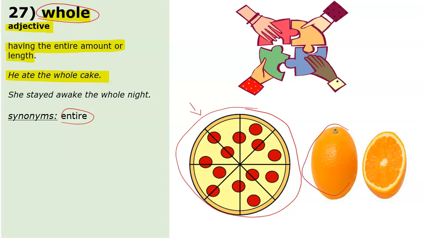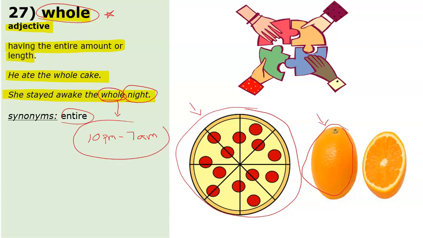Or here is an orange. When you eat all of this orange, you can say, I ate the whole orange. Another way you can use it is like this. She stayed awake the whole night. If you stay awake the whole night, let's say that for us, night means from, let's say, 10 p.m. until 7 a.m. So if you stay awake the whole night, then this time, all of this time, you did not sleep. You were awake.